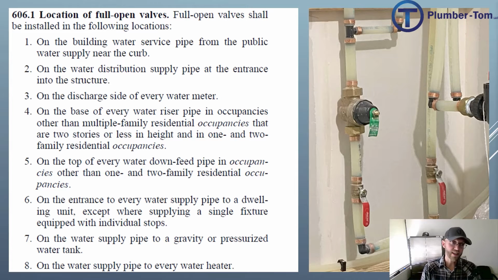Once it gets inside, number 2, you're going to want a full open valve at the entrance. Number 3, on the discharge side of every water meter. Well, sometimes people have water meters on the inside of the building, not in my state, but obviously if you have a water meter inside, you'd want one on the other side of that meter. At the base of every riser, if you're in a tall building and these water pipes are shooting way up to other floor levels, you want to be able to isolate, so you have valves there.